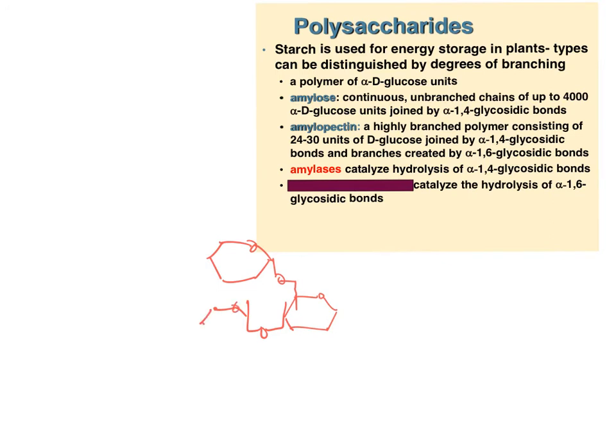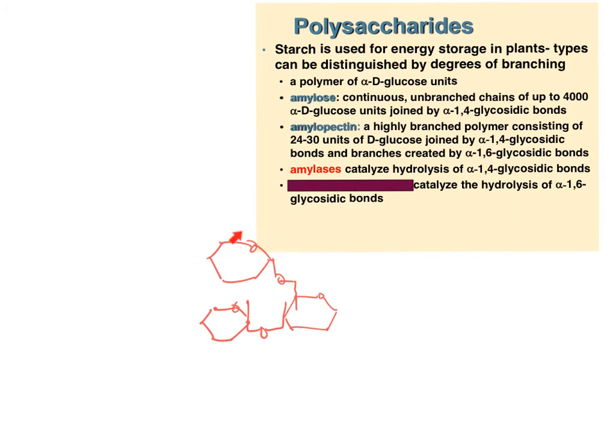There's an oxygen there that I skipped. Okay, so what we're saying is that amylases can come and break this bond. Amylases cannot break a 1,6 bond. They are specific to the position on the sugar.